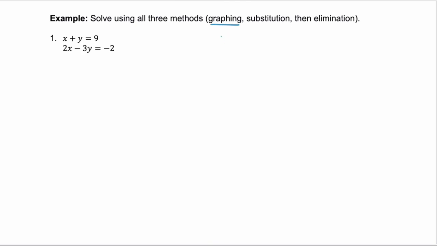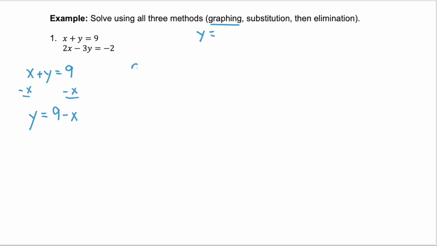But remember to use our graphing calculator, or even if you're graphing by hand, you really want them in y equals format. So starting with the first equation, we have x plus y equals 9. To isolate the y, we need to subtract x. So our first equation becomes y equals 9 minus x.